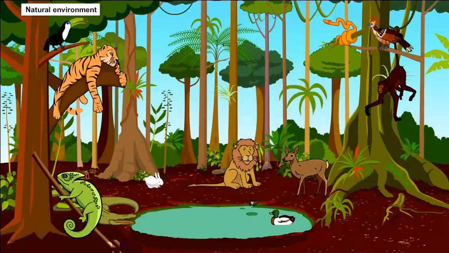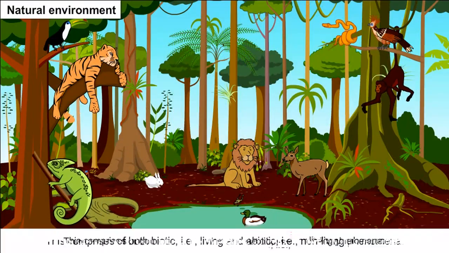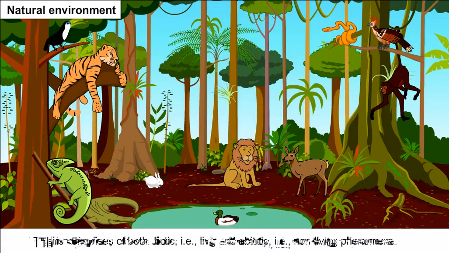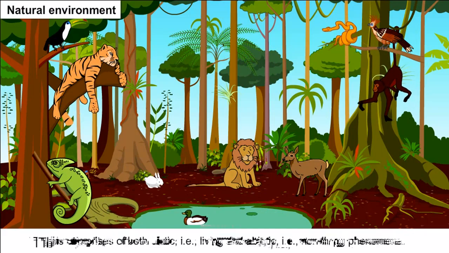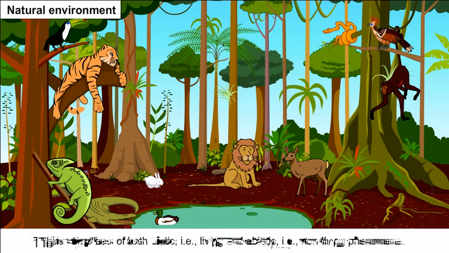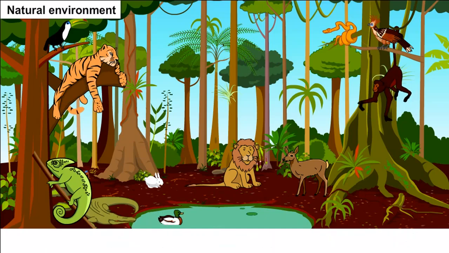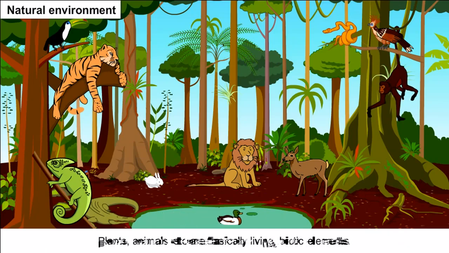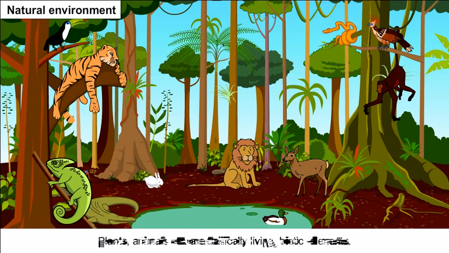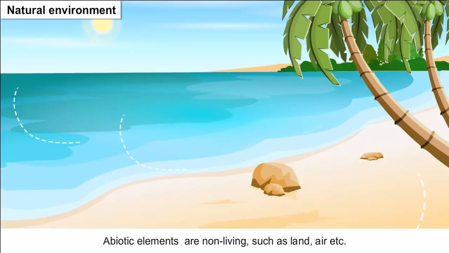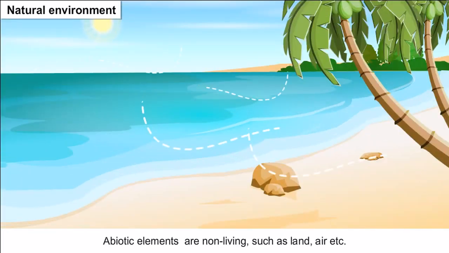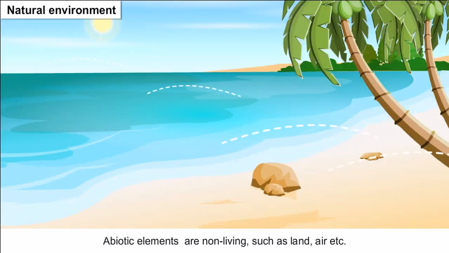Natural environment. This comprises both biotic, that is living, and abiotic, that is non-living phenomena. Plants, animals, and other organisms are basically living biotic elements. Abiotic elements are non-living, such as land, air, etc.